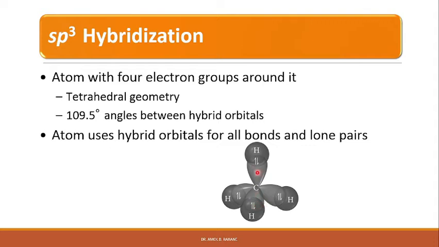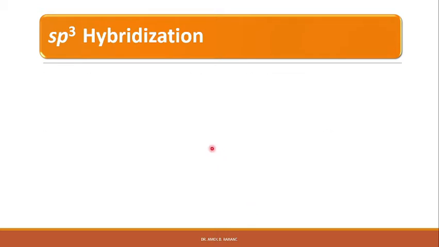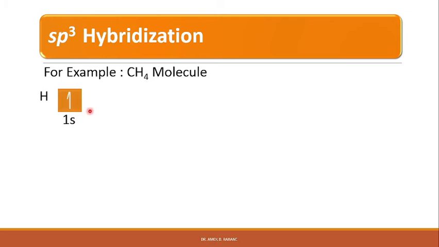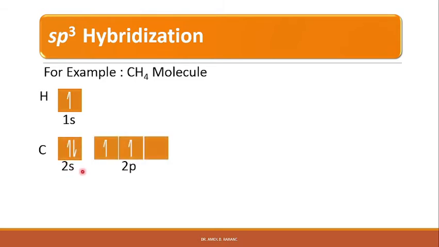In the case of methane, we have the sp3 hybridization in carbon, which gives us this kind of tetrahedral geometry of the methane molecule. Hydrogen has one electron in its 1s orbital. In the case of carbon, there are 4 valence electrons: 2 in the 2s orbital and 2 in the 2p orbitals. The two electrons in the 2s orbital are paired, whereas the 2 electrons in the 2p orbitals are parallel.